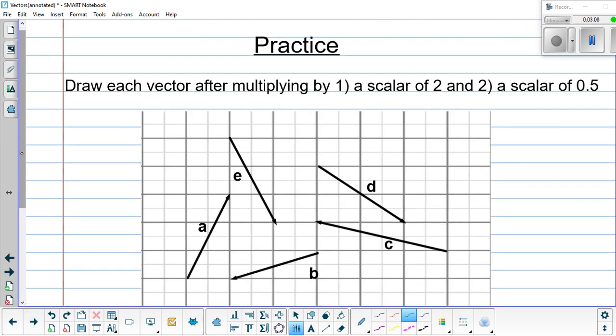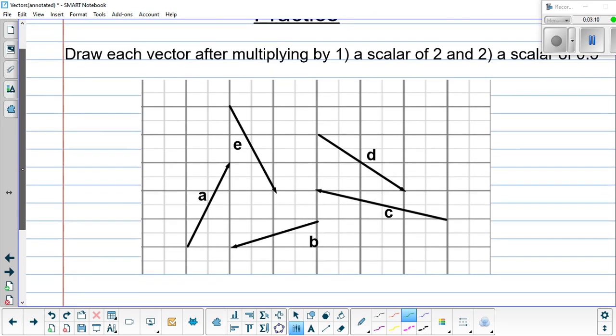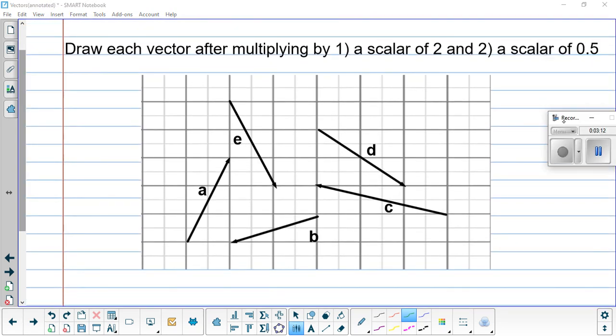So here, for each of the vectors, multiply by a scalar of 2, and then for the second part, a scalar of 0.5. So pause the video at this point. Once you're ready, press play, and we'll go through the answers.